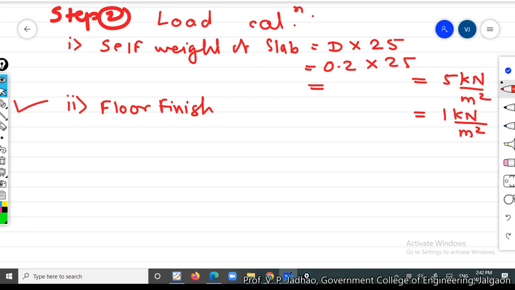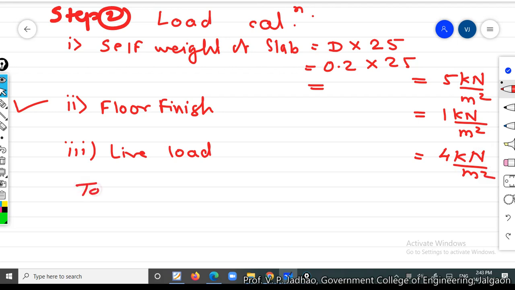The next type of load which is acting on this flat slab will be your live load. The live load acting on this particular flat slab is already given, that is equal to 4 kilonewton per meter square.